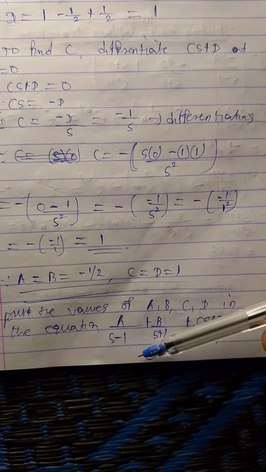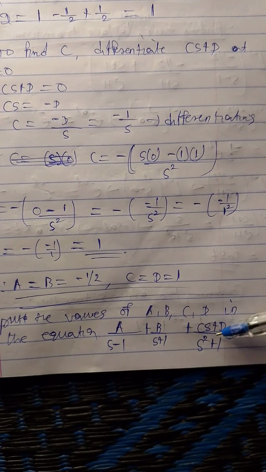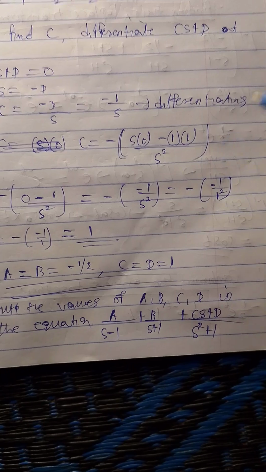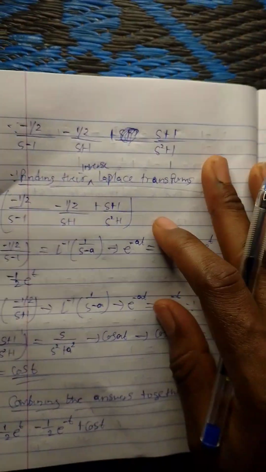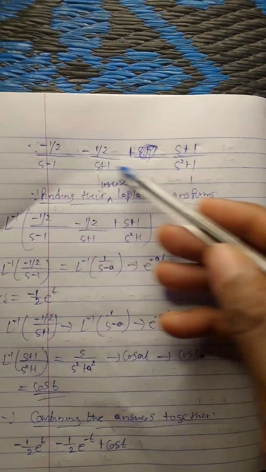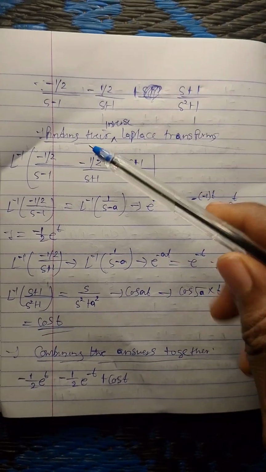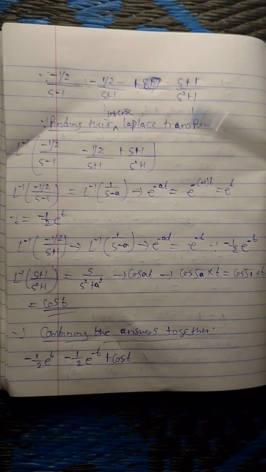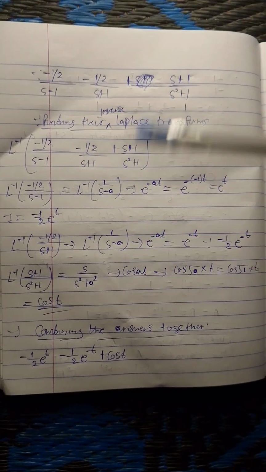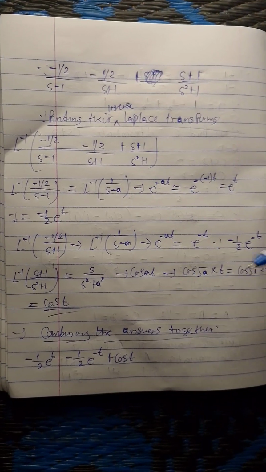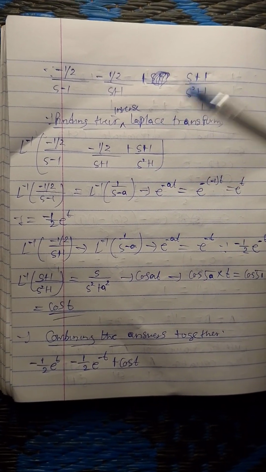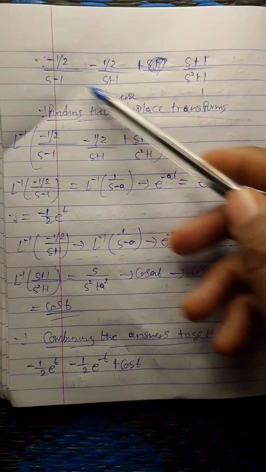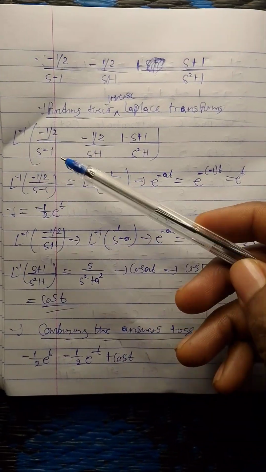A over x minus 1 plus b over x plus 1 plus cx plus d over x squared plus 1. So if I put my values, I'll get this. Now after doing that, find the inverse Laplace transform. Remember, we must find the inverse Laplace transform of it in the end for us to get the final answer. So therefore, Laplace inverse of everything here. So I have to find the Laplace inverse of each of these.